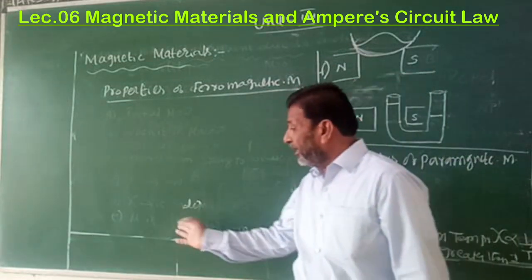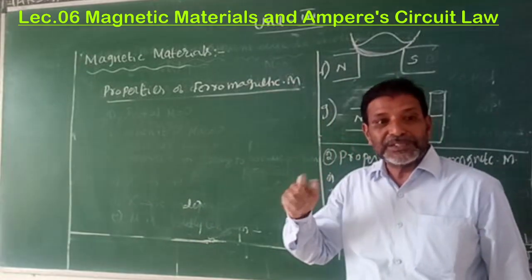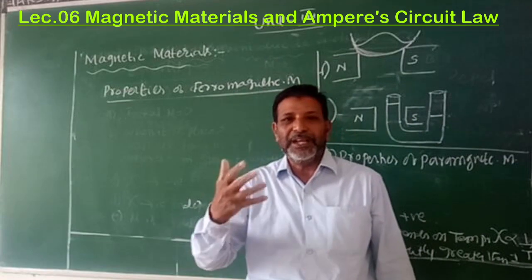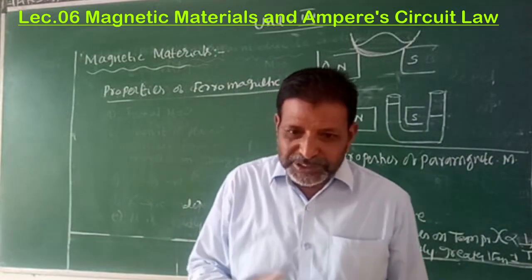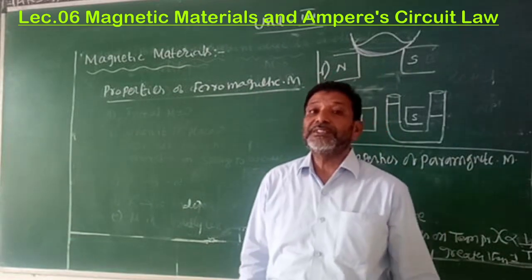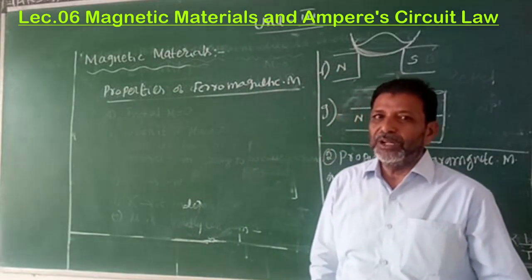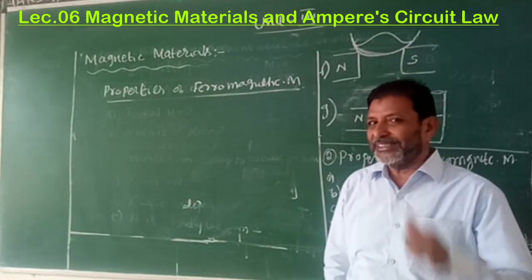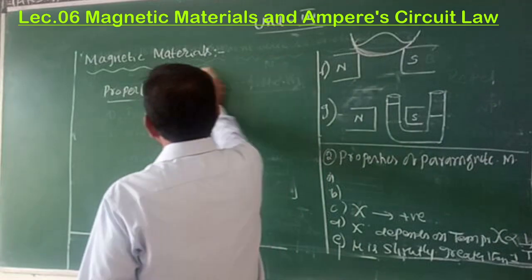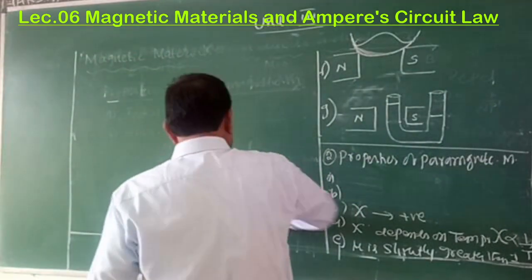And you observe that the permeability is slightly greater than 1 for paramagnetic, but for ferromagnetic it is much greater than 1, very high. So generally we say that the properties of the ferromagnetic materials are the same as the properties of paramagnetic material, but to a greater extent. Now see, this is about the magnetic materials. Next, their properties.